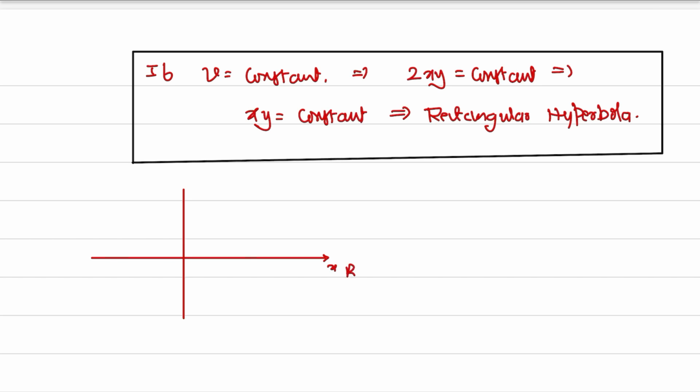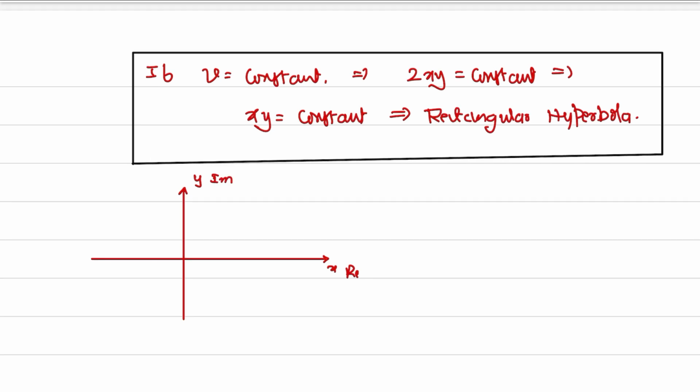This is x real, this is y imaginary. Then what is Z? You may be thinking I am drawing again and again. No, it's not like that. You have to understand the geometry behind it. This is the locus of this point, it's a circle.